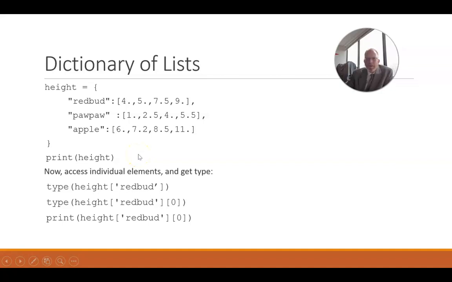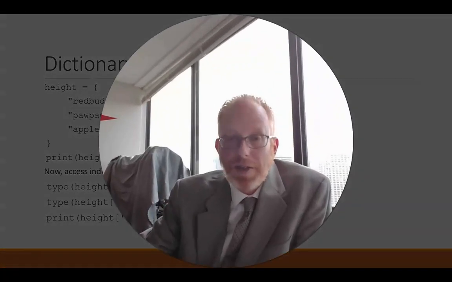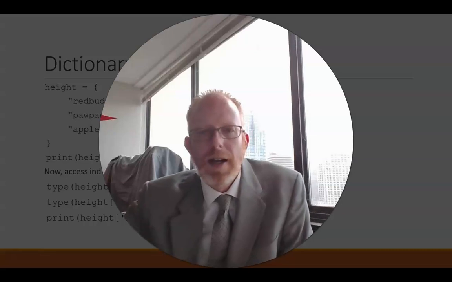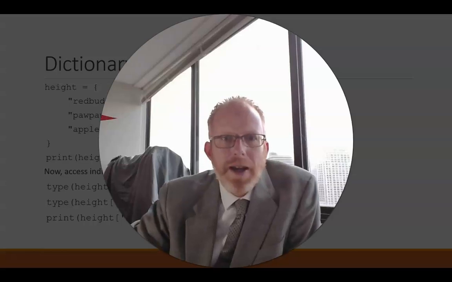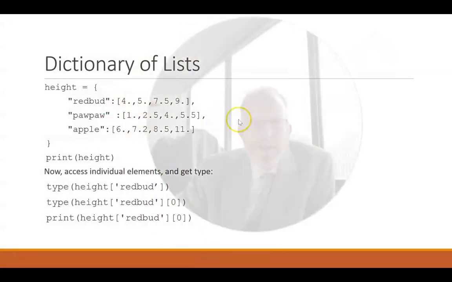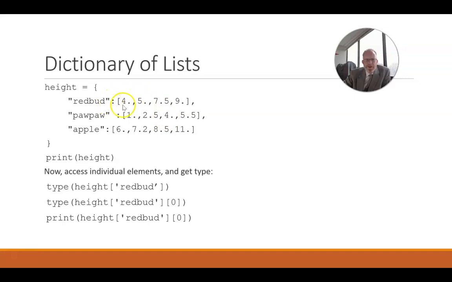Now here's an interesting thing that we can do, we can actually have a dictionary of lists. And that means the key is a normal key, which is oftentimes a string, but the value is a list or a comma-separated array of values. So if we take a look at this one, we have Redbud and maybe some heights for Redbud, and then Pawpaw and a few different heights for that, and then Apple. And down here we can see we can access the entire collection by saying height and then Redbud inside. And by entire collection I mean this list that's associated with the key Redbud.